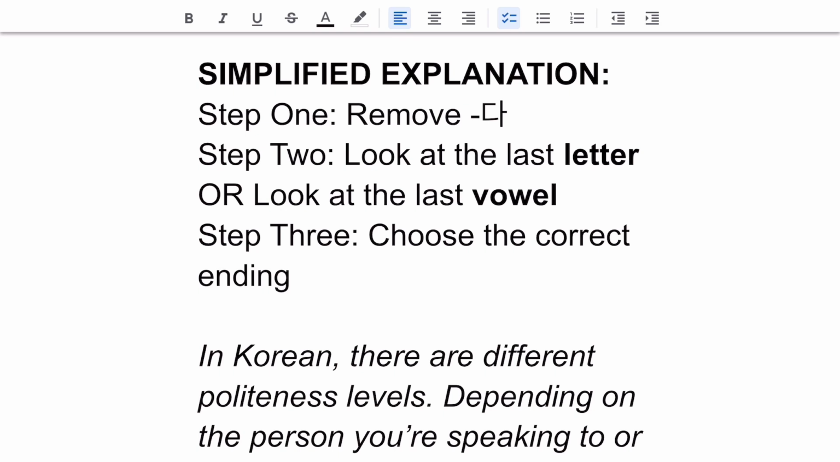And then we have to look at the last letter. That's after we remove it, so don't count that in. After we remove it, look at the last letter or look at the last vowel. Those two will depend on which formality we're trying to conjugate into, which we'll talk about in a second. And then depending on the last letter or vowel, we'll choose the correct ending.